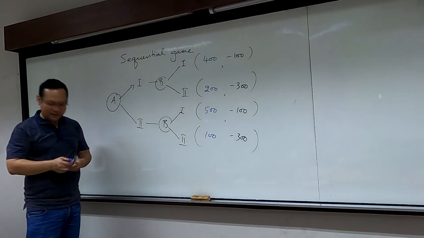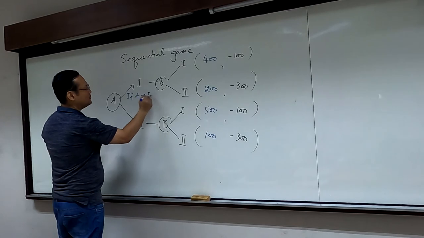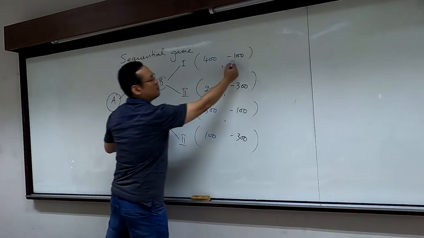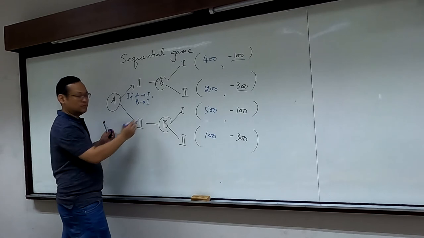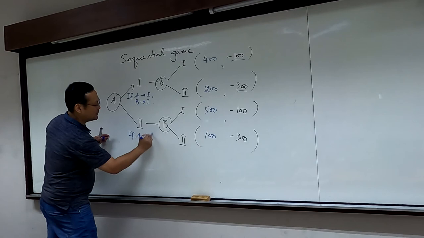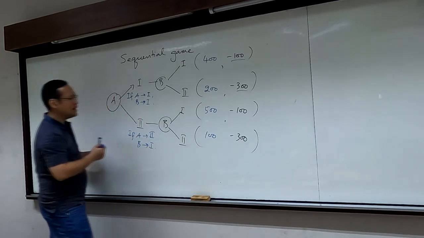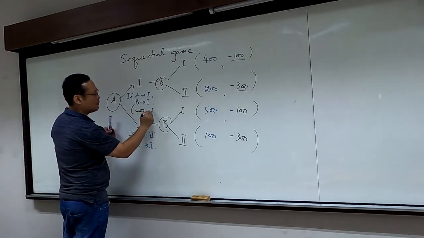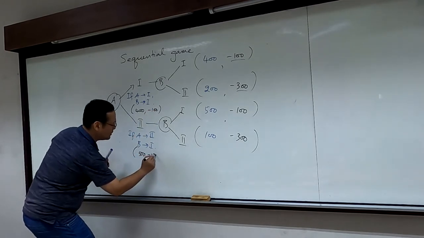Let's look at the reaction function. Here, if A chooses 1, then B will choose 1, of course, because minus 100 is better than minus 300. Here, B, 1, 2. And if A chooses choice number 2, B will choose choice number 1, of course. And look at the payoffs here, 400 and minus 100. And here, 500 and minus 100.